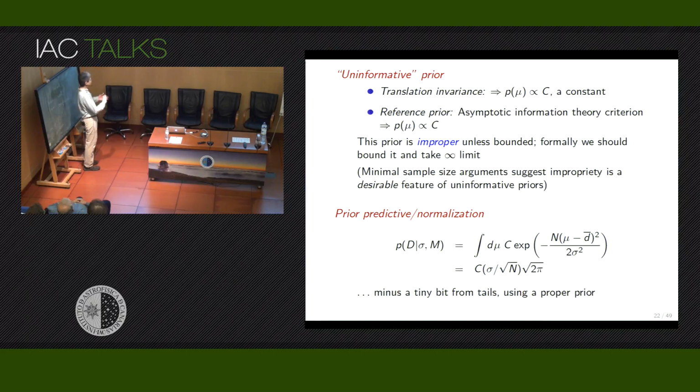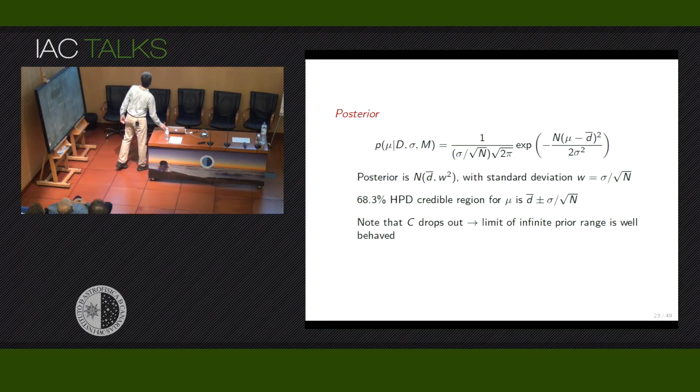If you were doing this with a proper prior, this constant would be 1 over the width of the prior. The integral would be over some finite domain, and you'd have error functions appearing in here that are chopping off the tails on each side. So for the posterior, happily, that c appears both in the prior and in the normalization constant, so it cancels. And that's what makes the improper prior okay here, in some sense.